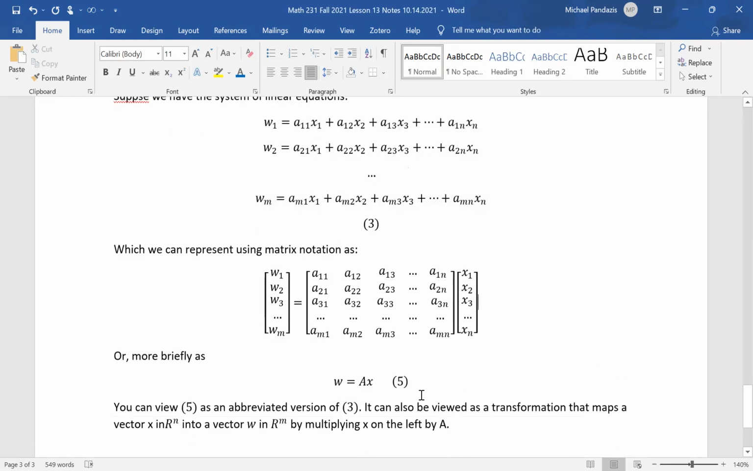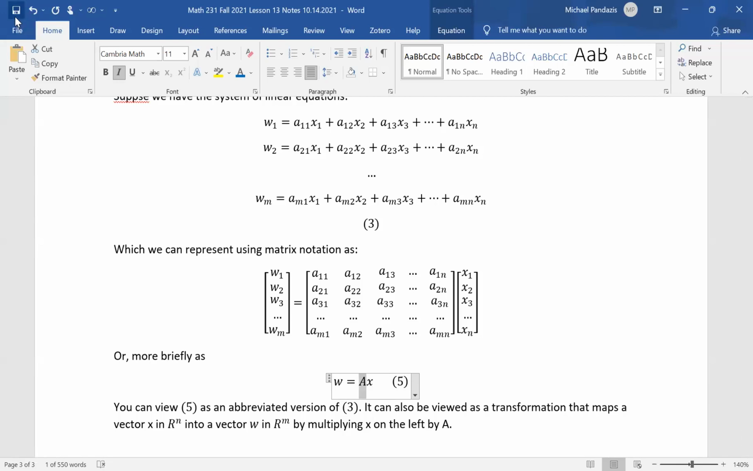But also you can think of it as if you take any vector little x in Rn, you can think of this equation as taking this little x in Rn and sending it to this W in Rm by the rule that you take this vector x and left multiply it by A to get W. So 5 can be seen as a transformation that maps any vector x in Rn to a vector W in Rm by multiplying x on the left by matrix A.